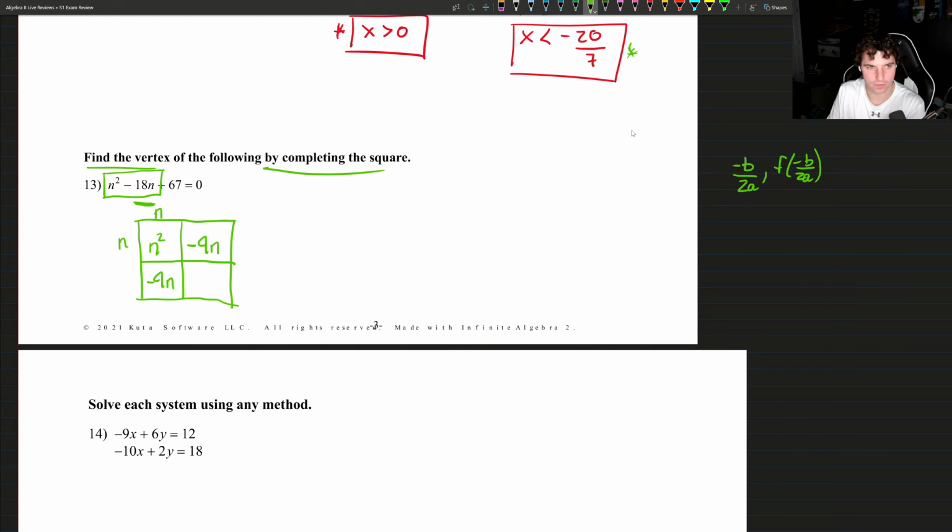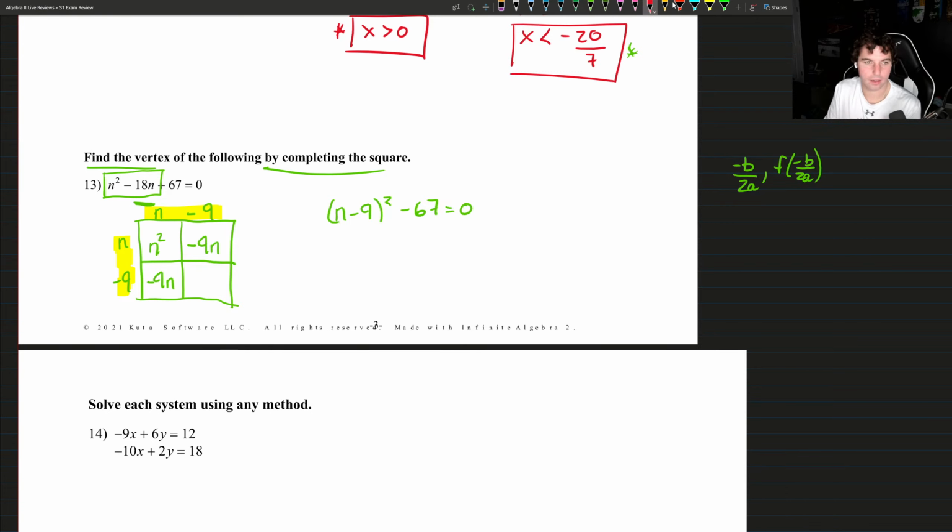And then factors of negative 9n, that's negative 9 and n. So then we have a length and a width: n minus 9 and n minus 9. If we start to write this, we get n minus 9 squared, which is what we want, minus 67 is equal to 0.